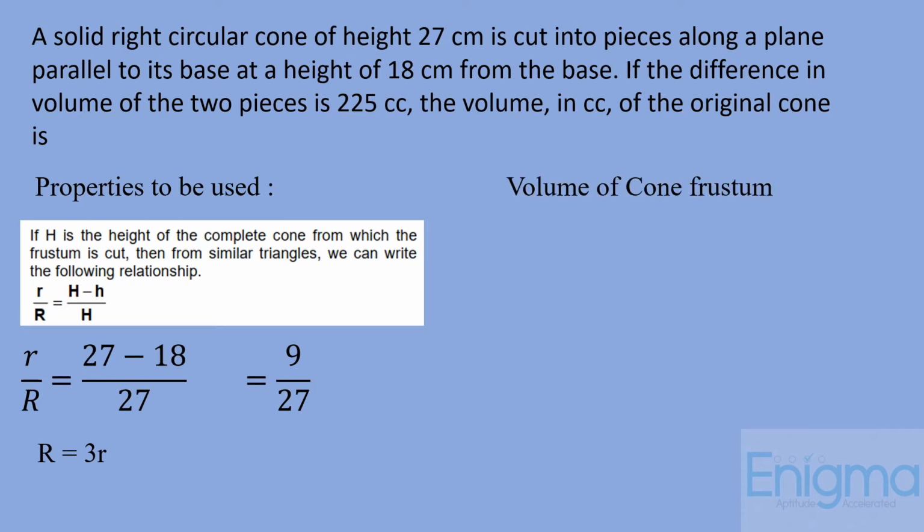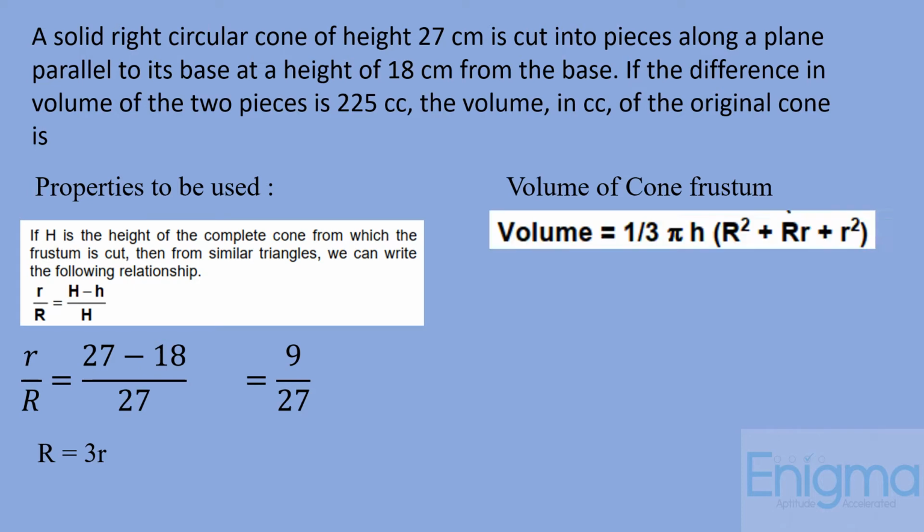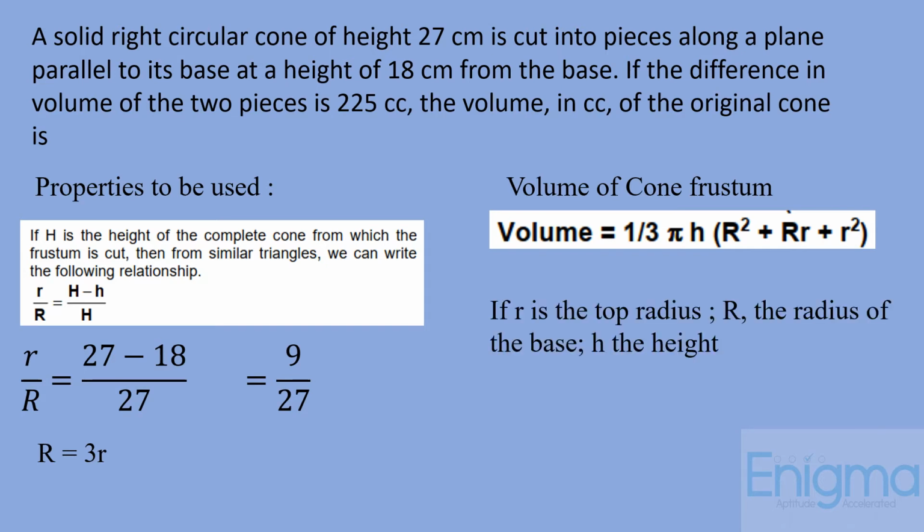Now, after cutting the cone in two parts, we get one small cone and the other part is known as a cone frustum. The formula for volume of cone frustum is 1/3 pi h into bracket capital R square plus capital R and small r multiplication plus small r square, where r is the top radius, capital R is the radius of the base, and h is the height of the frustum.